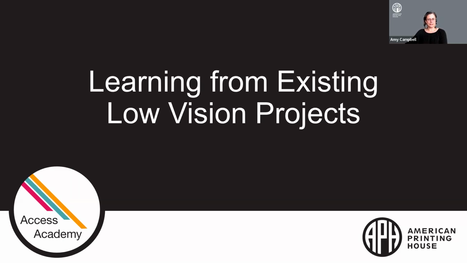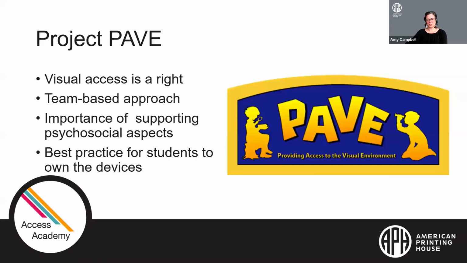So how can this look in our day to day? What can we learn just from existing low vision projects? That's what we want to work on today. I think that quote captures the heart of Project PAVE, which is providing access to the visual environment, and it's become a national model. Since 1995, the Tennessee-based model has provided low vision evaluations and device training for students ages 3 to 21, with its mission simple: facilitating visual independence.